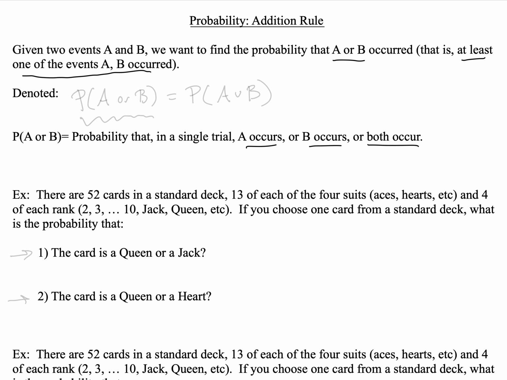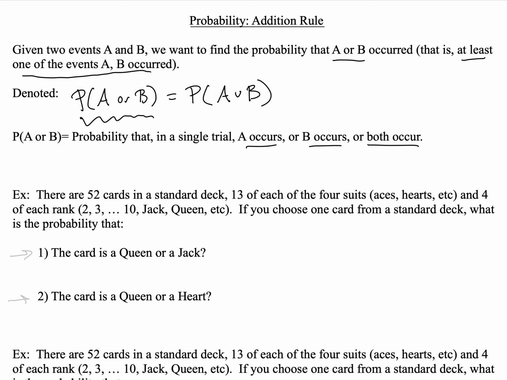And this probability is denoted P(A or B). It's also denoted probability of A union B. We'll primarily use this notation in the course. So here are just two examples to get you started.